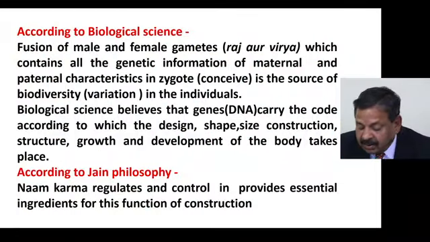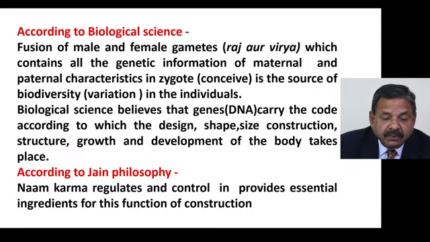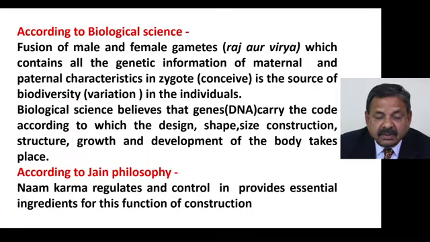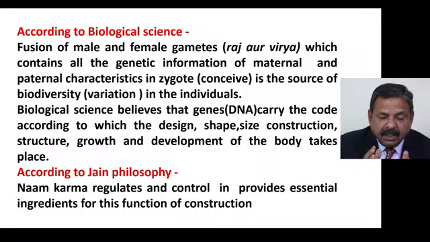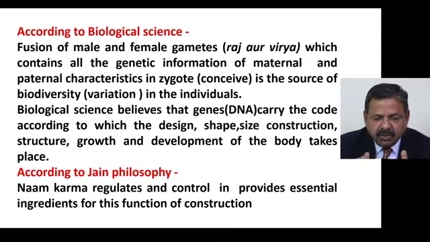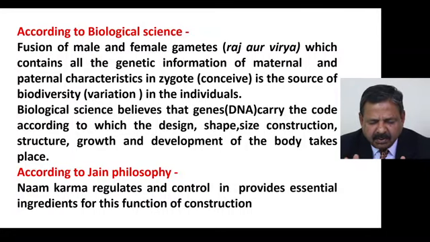Now according to biological science, the fusion of the male and female gamete, that is raj or viri, what we call in agam, contains all the genetic information of the maternal and paternal characteristics of the zygote. The zygote is formed by the fusion of sperm and ovum. The sperm has the characteristics of the male parent and the ovum has the characteristics of the female parent. When they are joined together, 23 chromosomes from the female and 23 chromosomes from the male come together, and 46 chromosomes are formed in the zygote.